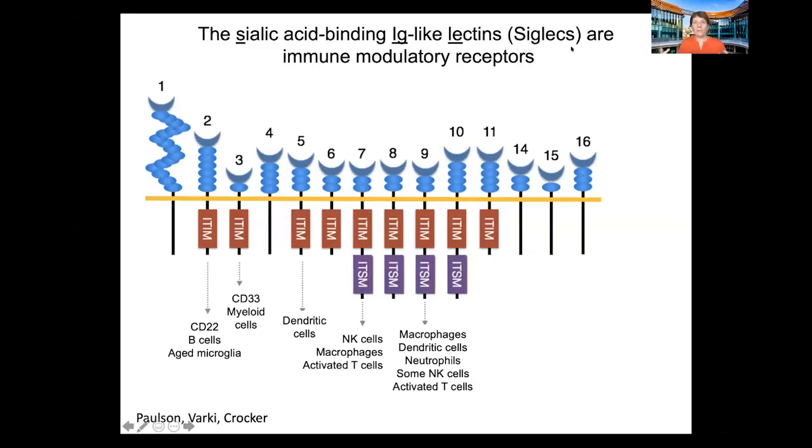And these are receptors that bind sialoglycans and can lead to the suppression of immune cells. So in humans, we have 14 members of this Siglec family. All of them are transmembrane associated proteins, where this yellow line represents the immune cell membrane. And outside of the cell, they have domains that allow them to bind to sialoglycans, where the sialic acid residue is a very important part of their binding epitope.